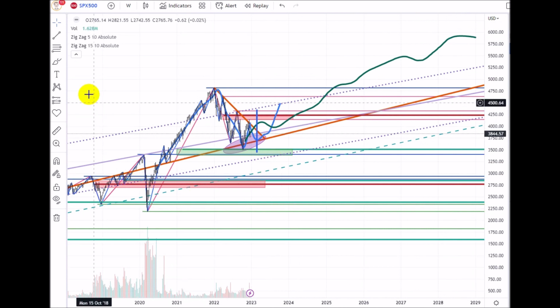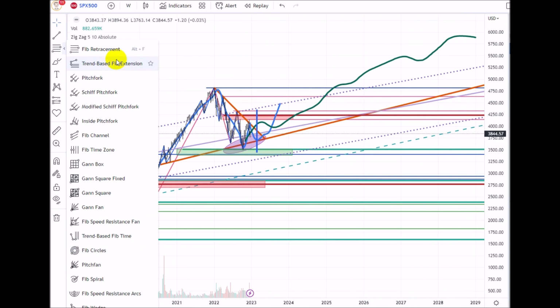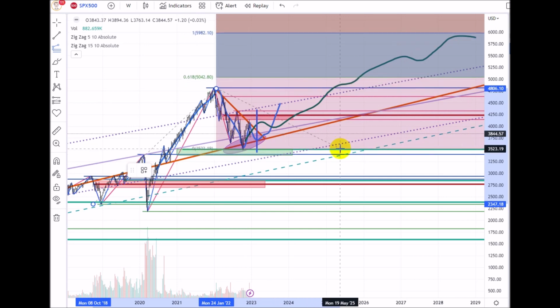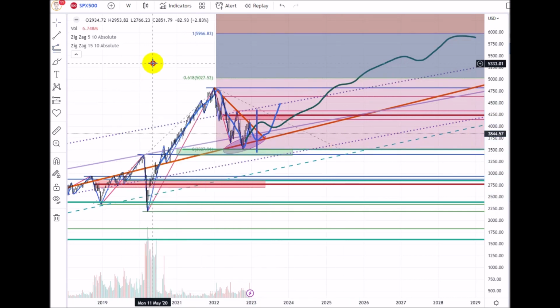And understand that if we go to a Fibonacci extension and we take a look from basically these lows to these highs, and come back down to recent lows, this puts us at a full 100% extension at 5966, or a 0.618 extension would put us at 5027. And this is about where I would expect the first little resistance.